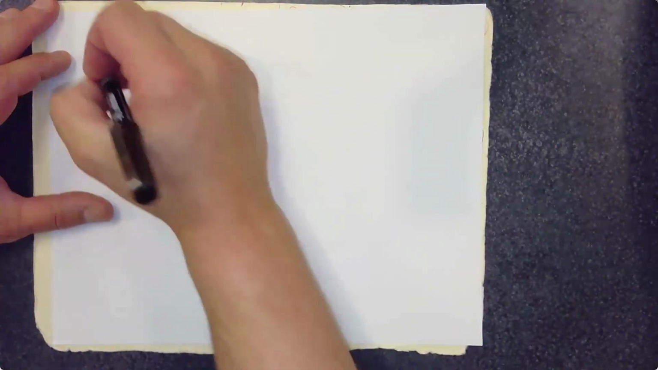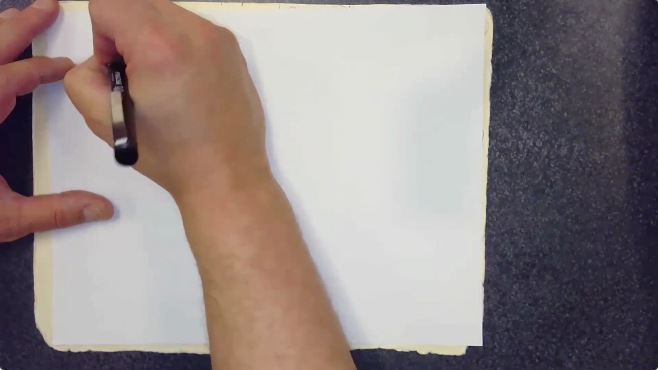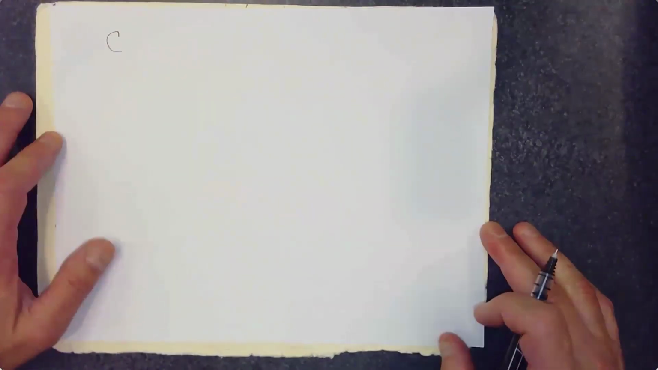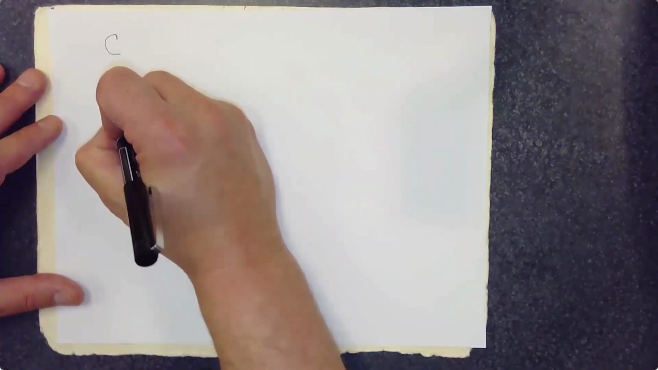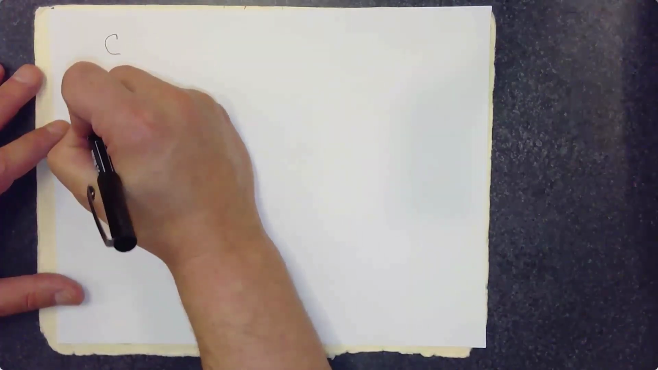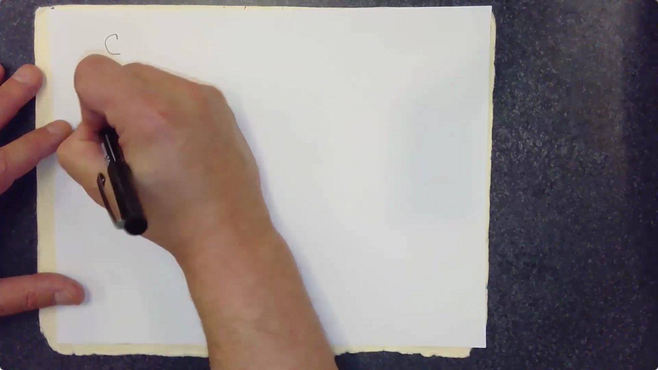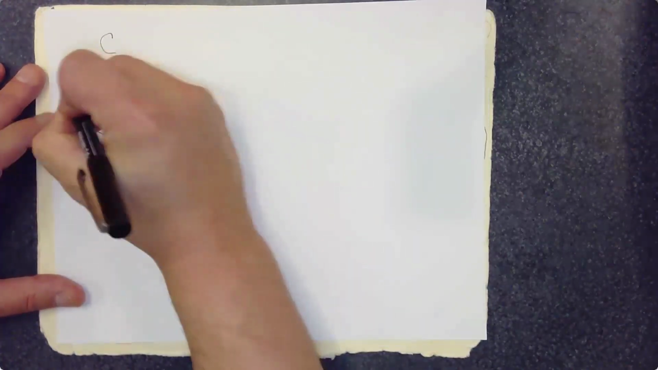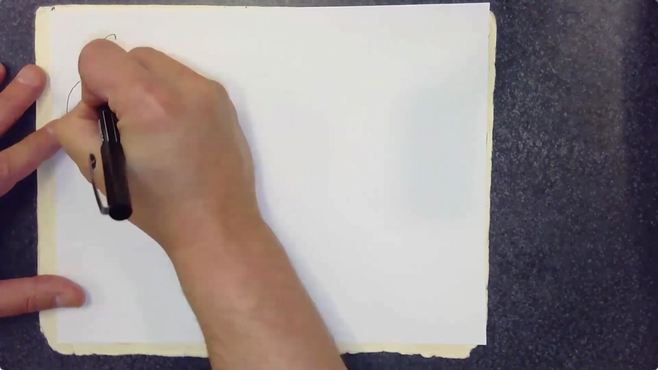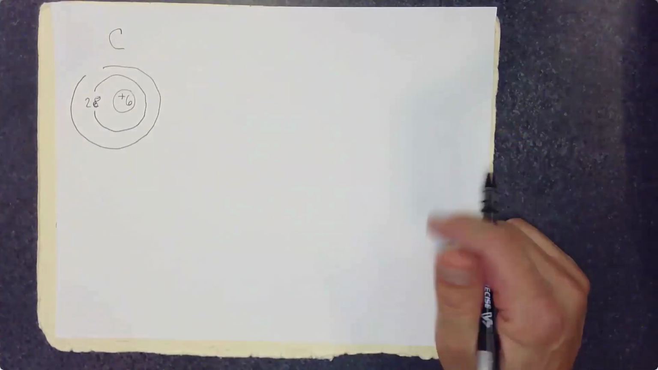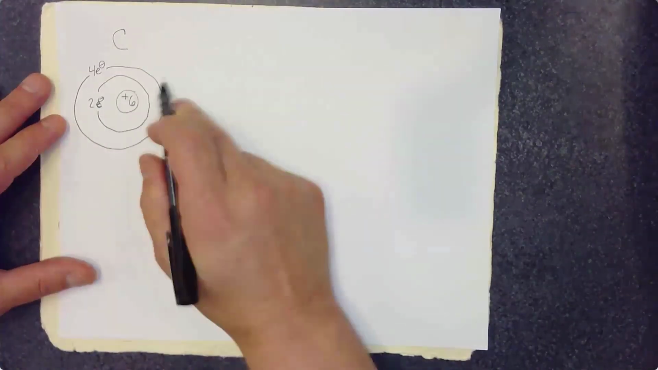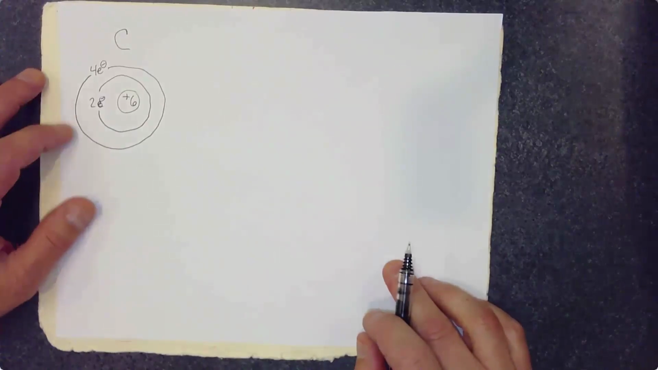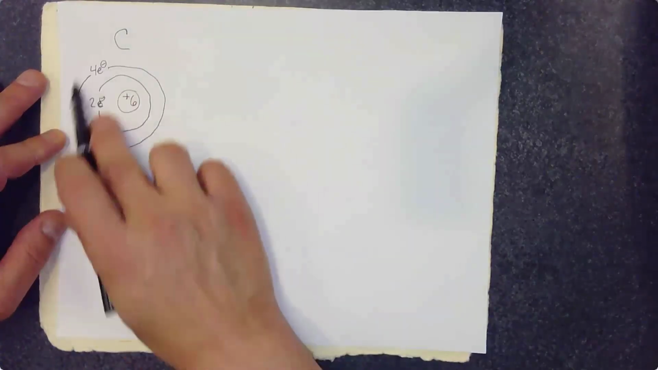We'll skip past boron and go to my friend carbon. I'm just going to put +6 for the nucleus. And then I'll put 2 electrons in this shell. If carbon has 6 protons, it must have 6 electrons. We've already used up 2, so it's going to have 4 electrons in its second shell. This is just kind of a shorthand for that picture: 2 electrons in the first shell, 4 electrons in the second shell.